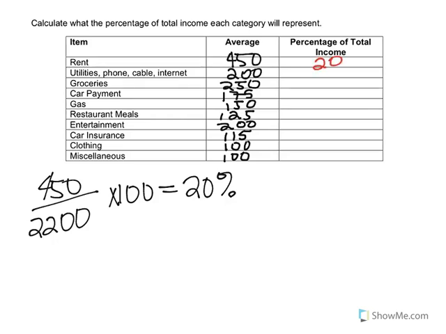So you should have got 20%, 20.5, we can be more specific, 9.1, 11.4, 8.0, 6.8, 5.7, 9.1, 5.2, 4.5, and 4.5.